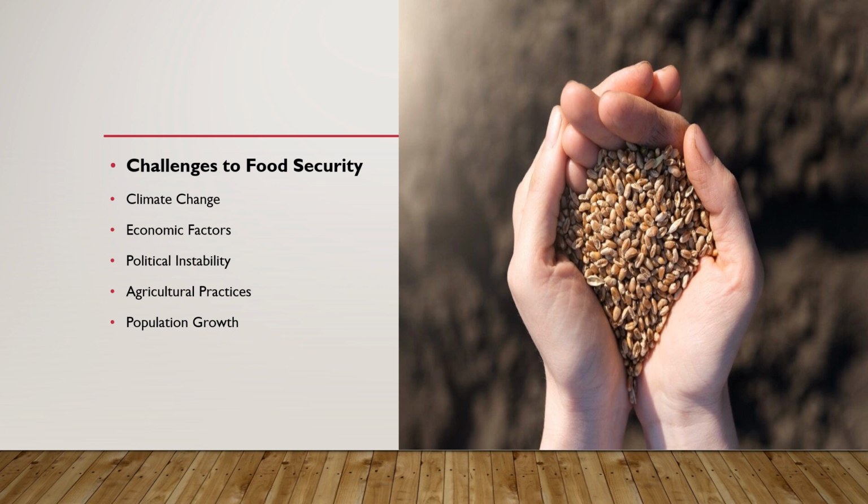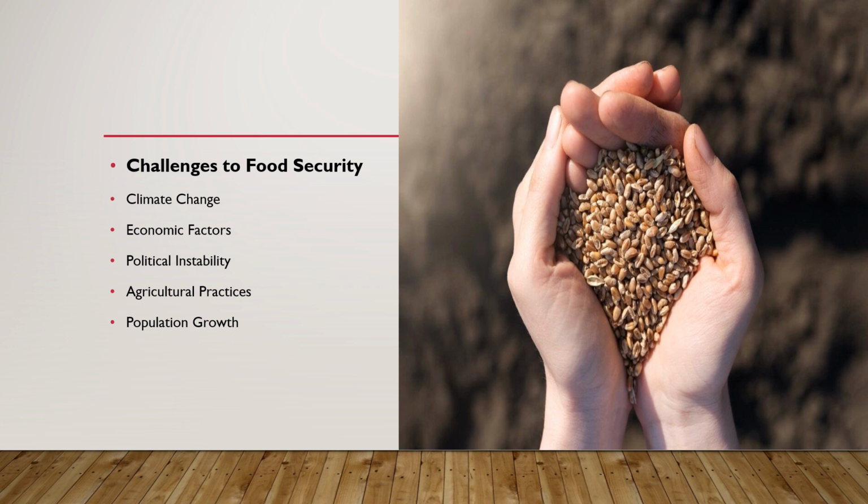The third challenge is political instability. Wars, conflicts, and political disruptions can interfere with food distribution, raise prices, and reduce people's ability to access them, to buy them, to gain access to this food. So political instability is a very key challenge to food security.